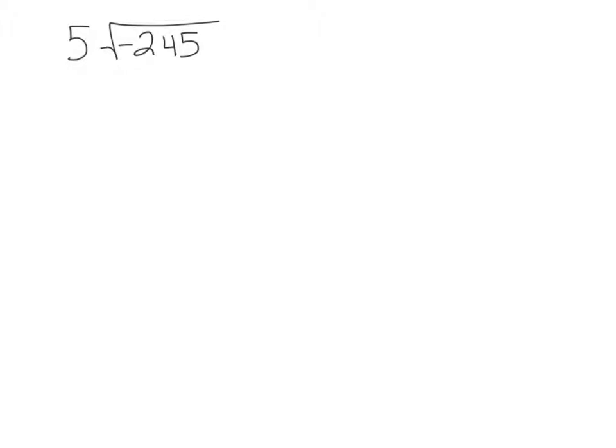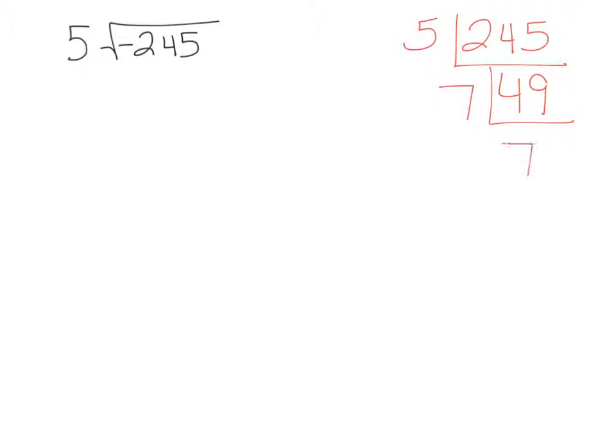Okay, we're going to do prime factors of 245. We have 5 times 49, and then 7 times 7. So we have a pair of 7s. There's already a 5 out.